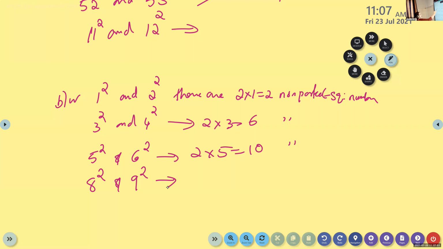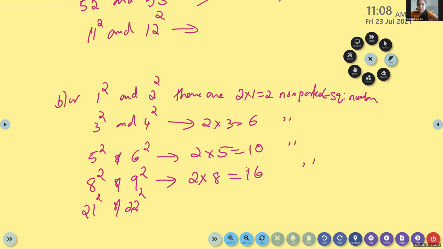Between 1 square and 2 square, 2 into 1. Between 3 square and 4 square, 2 into 3. Between 5 square and 6 square, 2 into 5. Between 8 square and 9 square, Nasreen? 2 into 8 is? 16. 16 non-perfect square numbers.